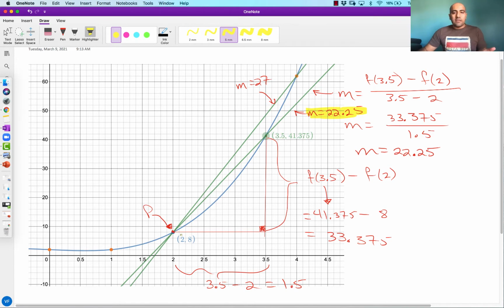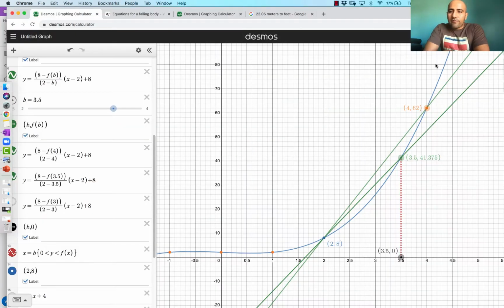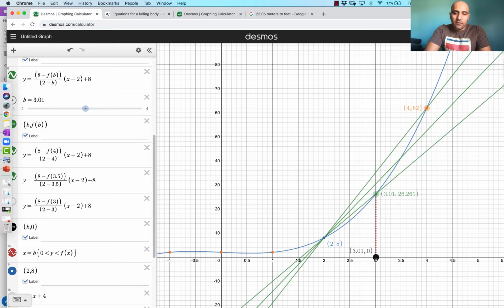Okay, well, you can see where we're heading here. We're going to get closer and closer and closer. So let's go back to Desmos. Okay, so we found that this slope was 27. The slope of this line was 22.25. It's a better approximation. And then, of course, if we want an even better approximation, we want to scoot this point even closer. So let's scoot it from 3.5 over to 3.